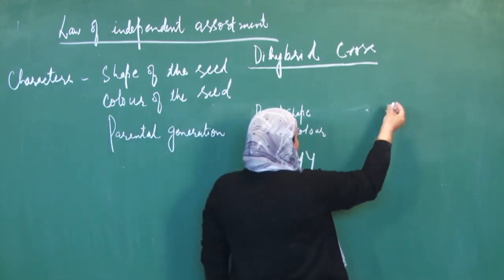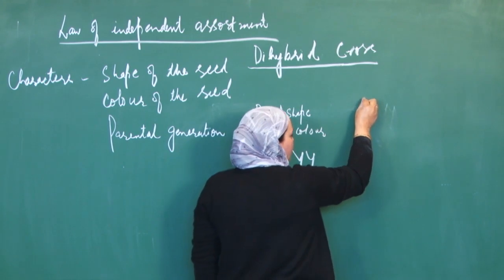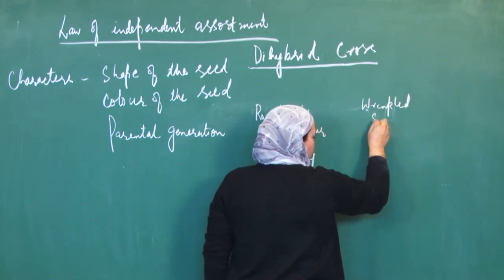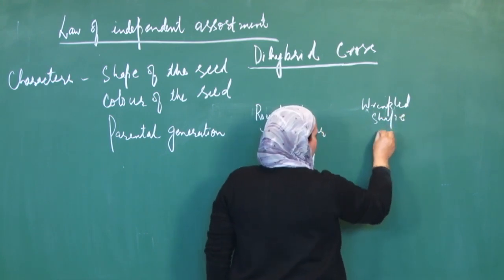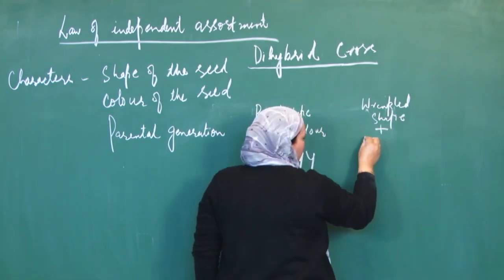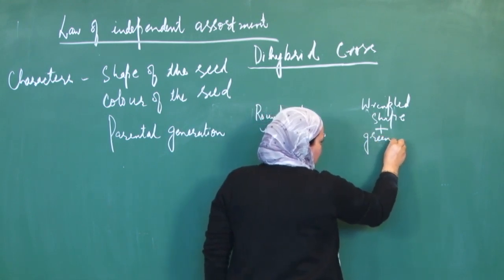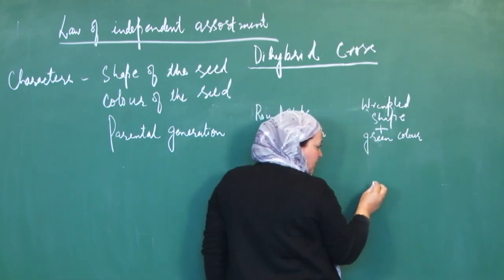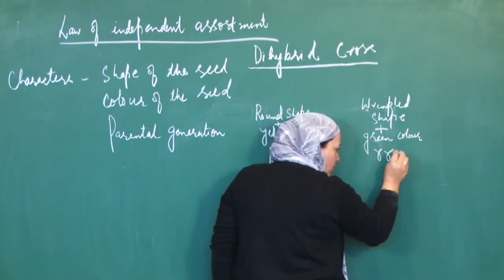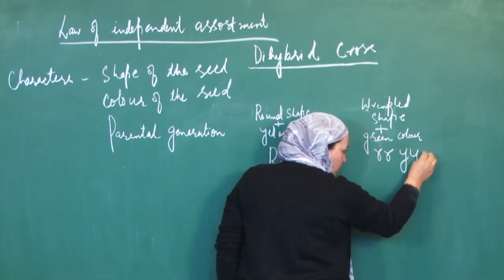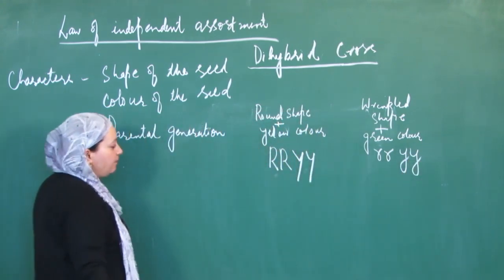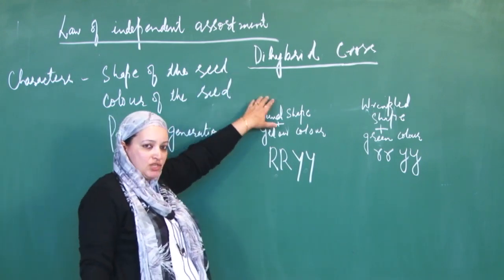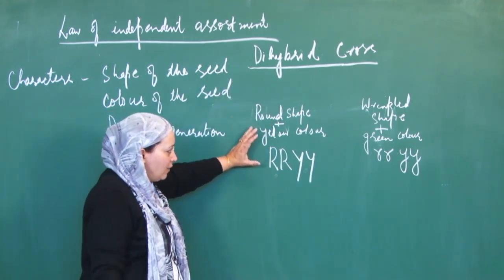And another parent, he took the pea plant with wrinkled shape and green color seeds. That is, he represented it with small r, small r, small y, small y. These were the pure varieties. So at a time he focused on two characters. What were the two characters? The shape of the seed and the color of the seed.